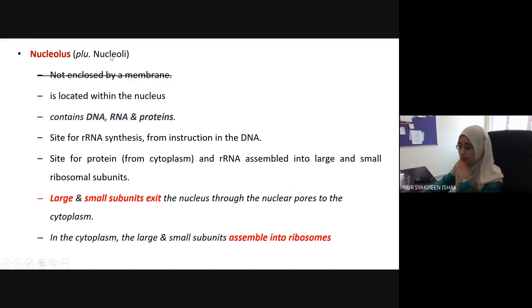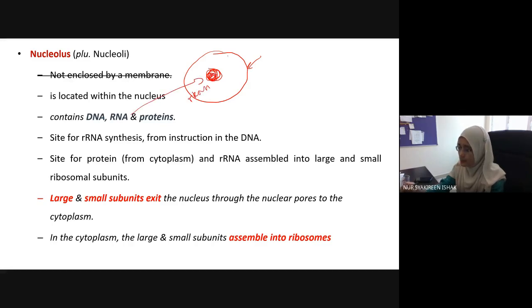Okay, so the nucleolus, plural nucleoli. Dalam nota awak it says not enclosed by a membrane. Statement tu tak berapa nak tepat lah. Sebab nucleolus tu dalam nucleus which is surrounded by nuclear membrane. But maybe dia nak refer kepada nucleolus itself does not have its own membrane. Macam tu. So it is located within the nucleus. It contains DNA, RNA and proteins.